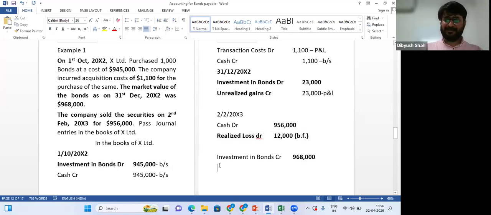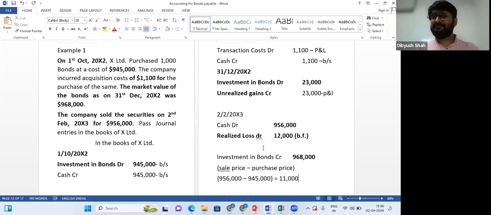Now, if you understand, gain on any security should be sale price minus purchase price. Correct, no? In this case also, the sale price is 956 and the purchase price was 945. So the final profit should have been 11 only. See, in one balance sheet or P&L account, you credited 23, calling it unrealized profit. And in another one, you debited a loss, calling it realized loss.